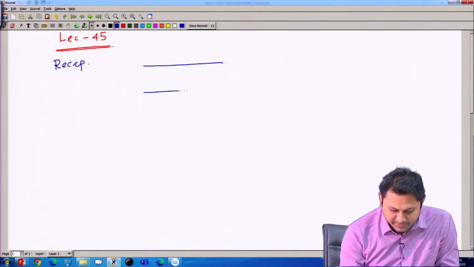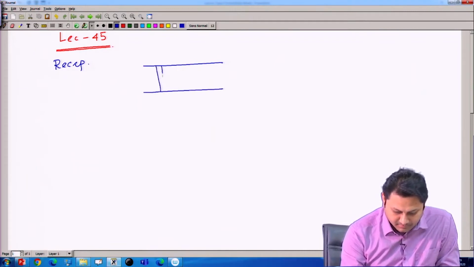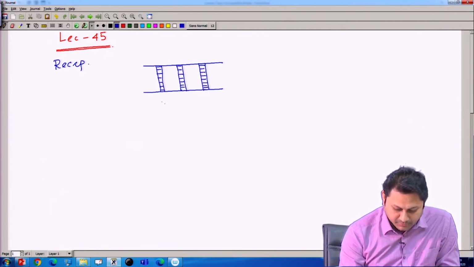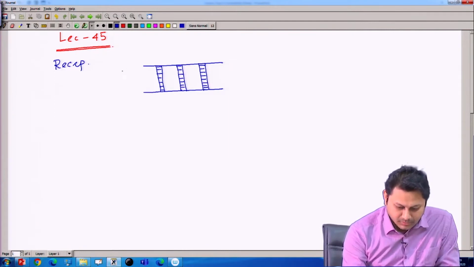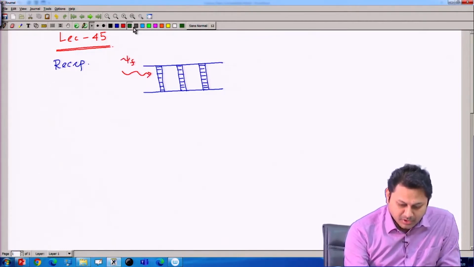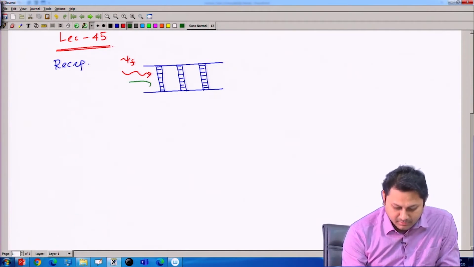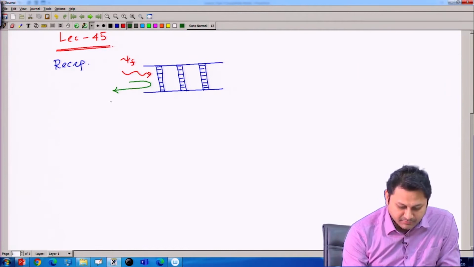So, we had a grating structure like this: a periodic refractive index variation over the core of an optical fiber. Then we had an incident light moving in the forward direction, and because of this grating some portion of the light will reflect back.